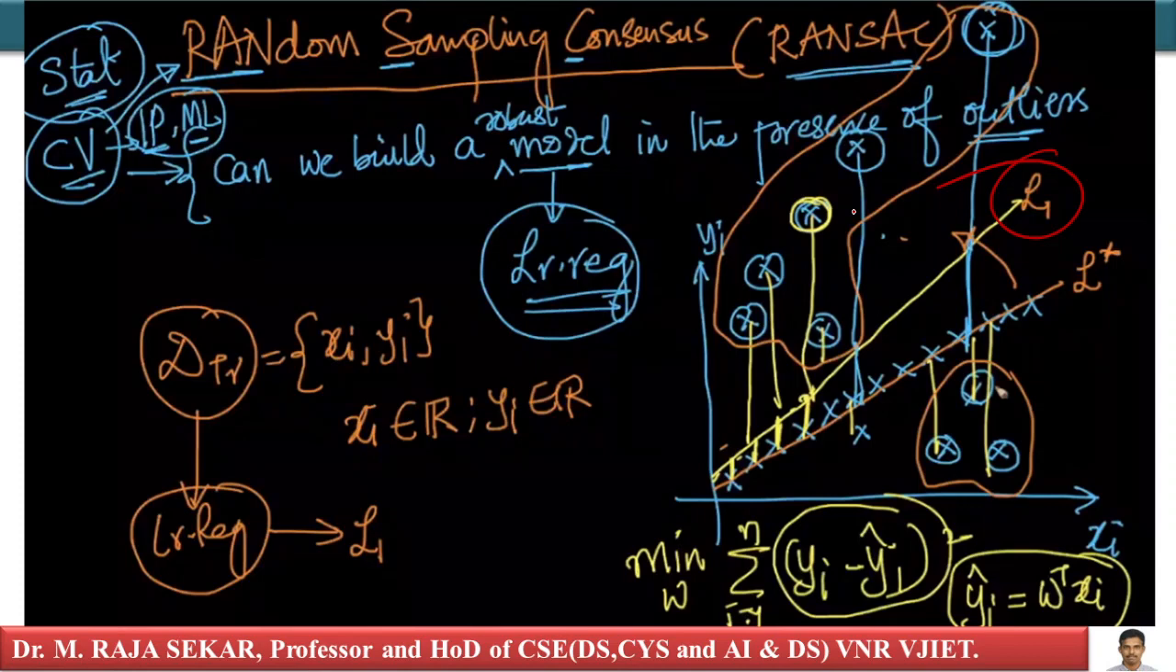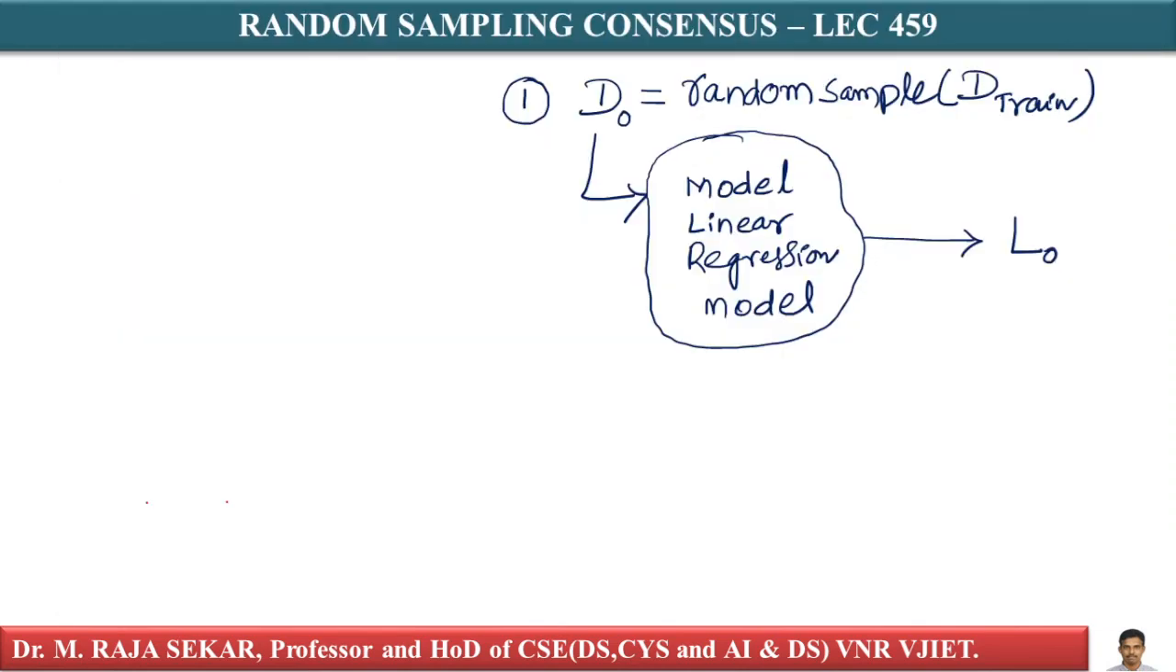Now the question is, can we come up with a neat mechanism to avoid this whole problem of impact due to outliers on the model itself? So what RANSAC does, it is a very cool trick. First it says, remember you are given D-train. Let me say you are given the D-train data set.